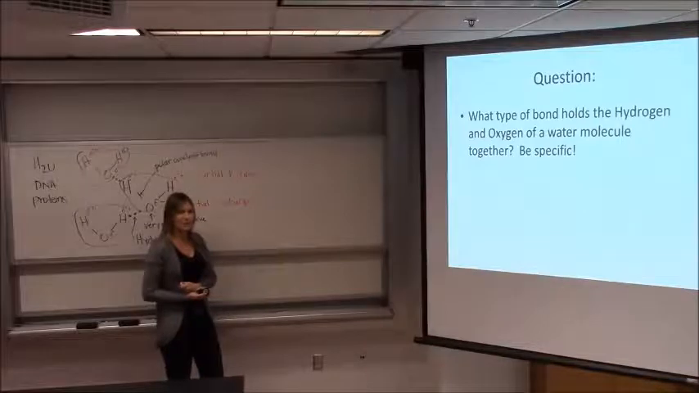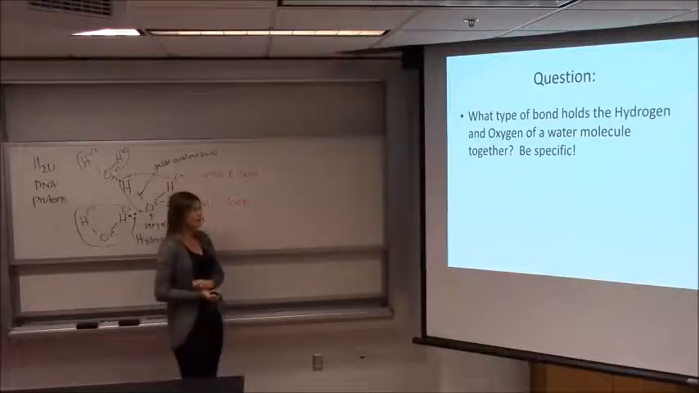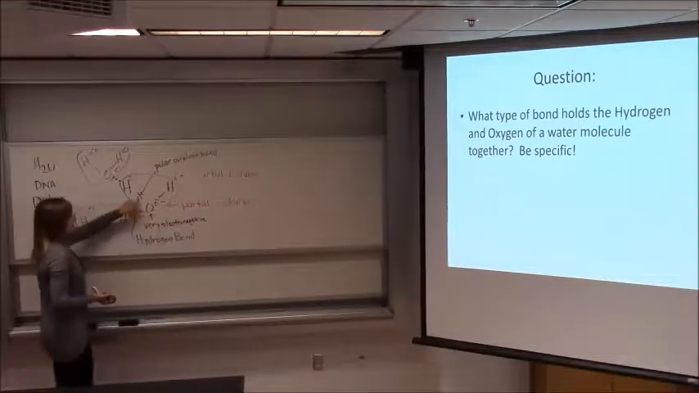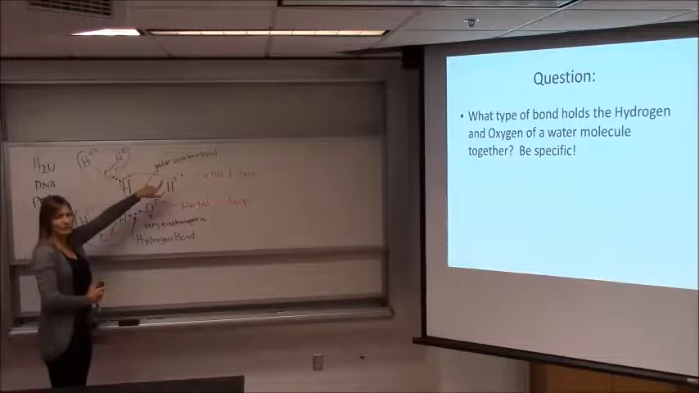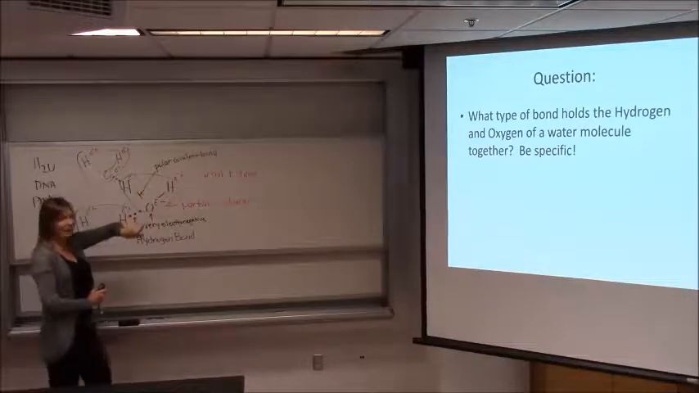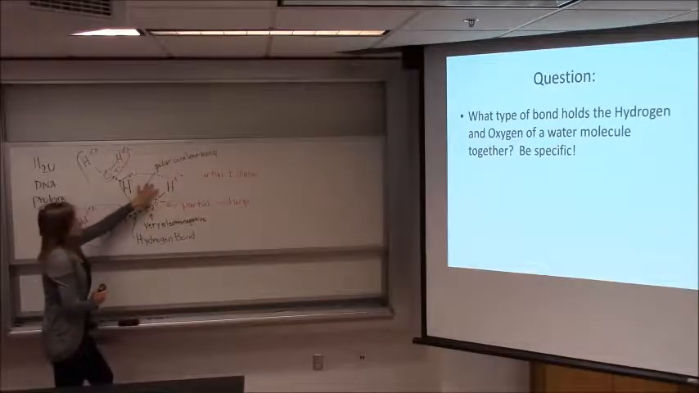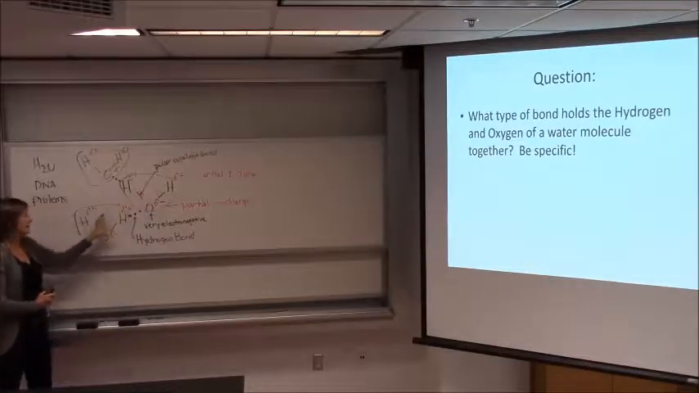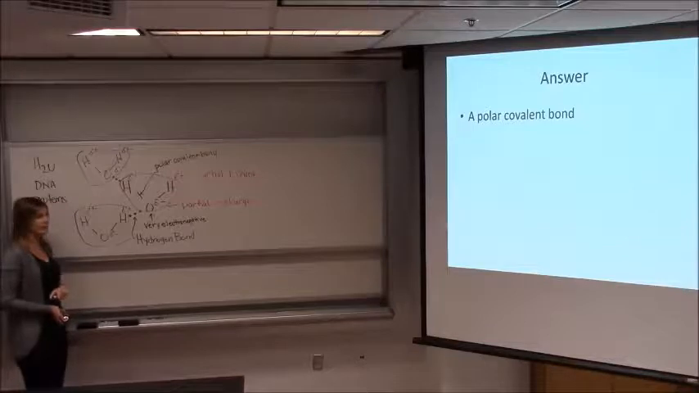Okay, quick review question before we move on. What type of bond holds the hydrogen and oxygen of a water molecule together? Okay, so which bond on this picture is it talking about? It's talking about this one. So what is that? It's a polar covalent bond. When it says be specific, it means don't just say a covalent bond. And of course, the correct answer is not hydrogen bond. It's really important that you know the distinction between what's holding this water molecule together versus what is holding neighboring water molecules together. Okay, so polar covalent bond is the correct answer.